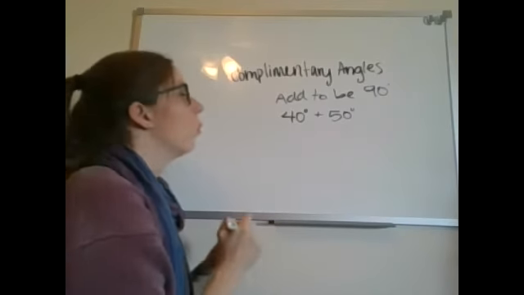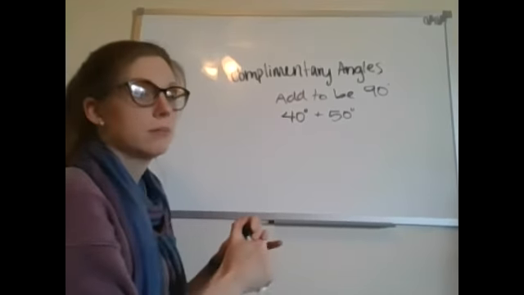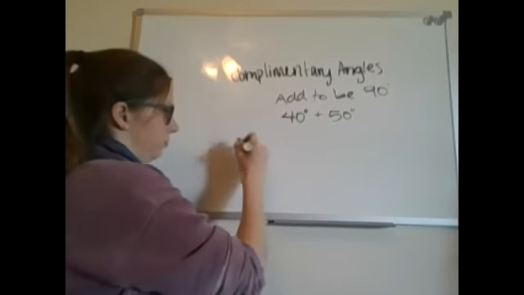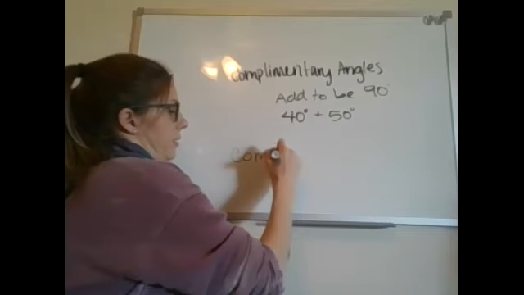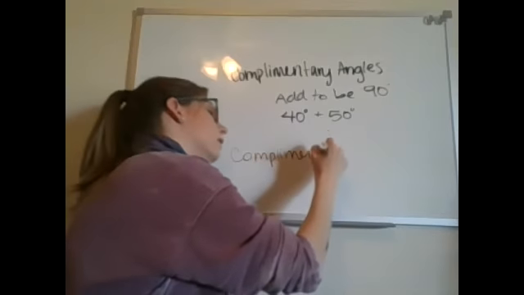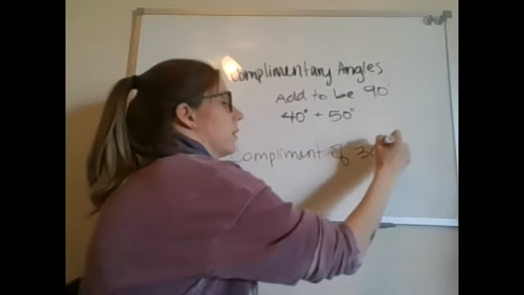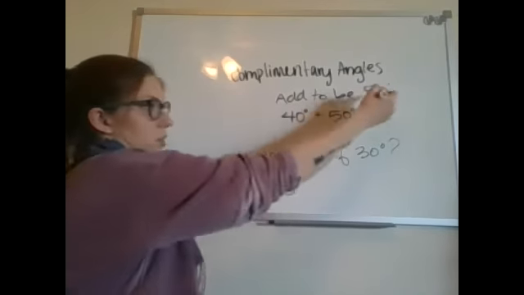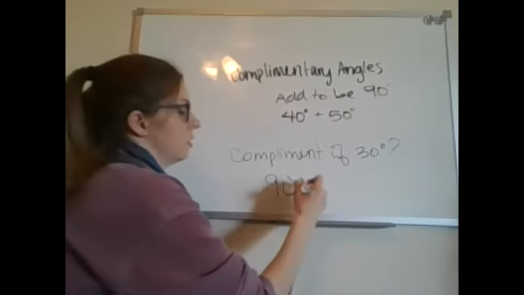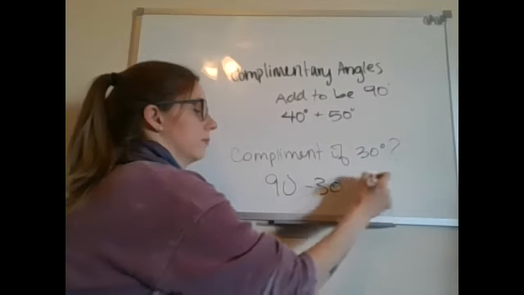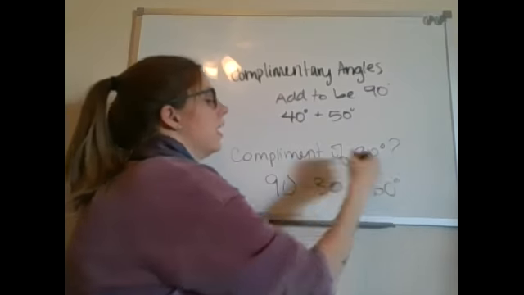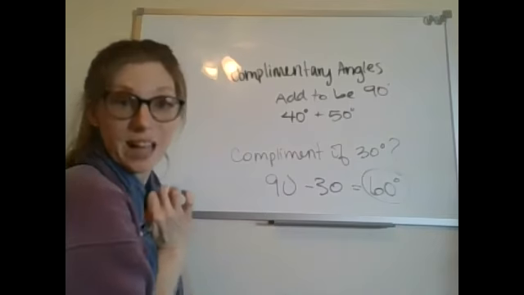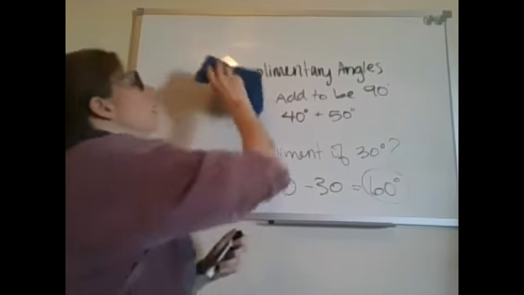Now, if I said, what's the complement of 30 degrees? Let's write this down. Complement of 30 degrees. To find that, we would take 90, because that's what they should add up to be. Subtract 30, and we'd get 60 degrees. So the complement of 30 degrees is 60 degrees. All right, that's how you find those.